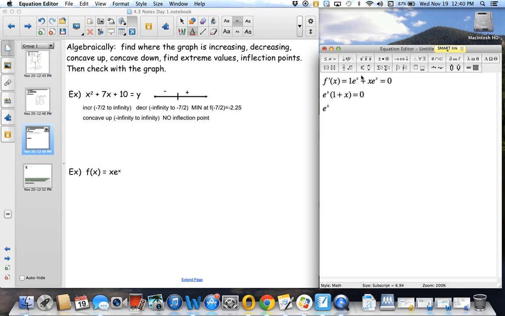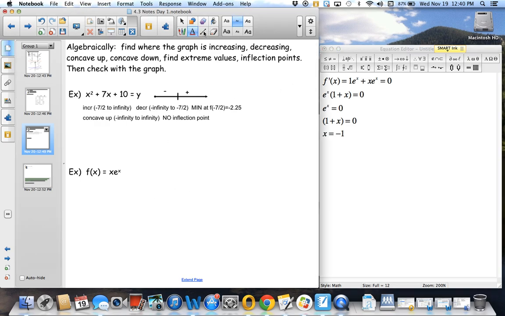Well, that can't happen. How about 1 plus x? 1 plus x can equal 0. 1 plus x equals 0 when x equals negative 1. So we have numbers to put on our number line.